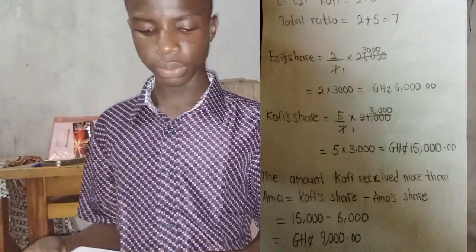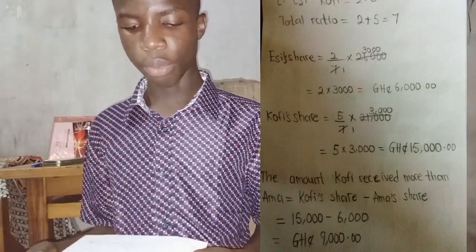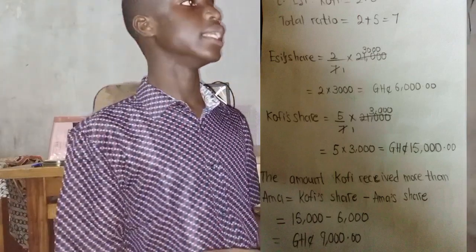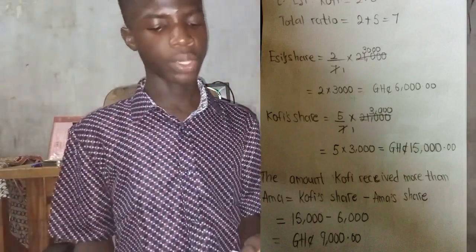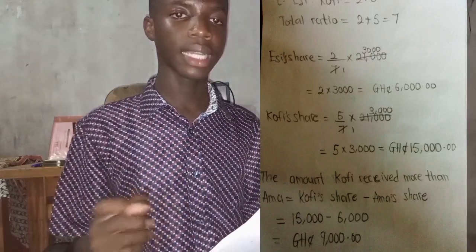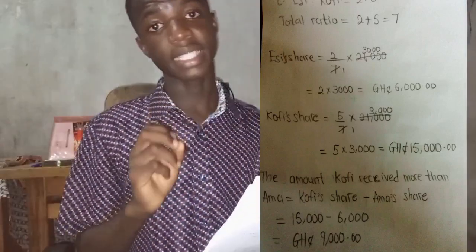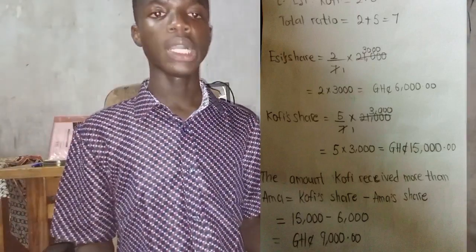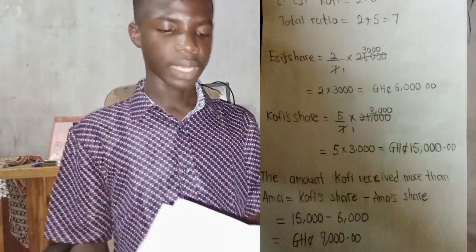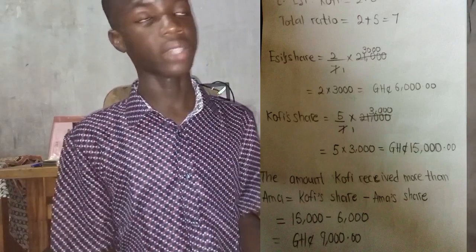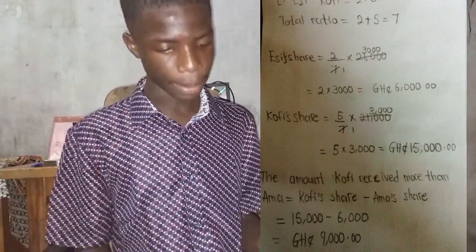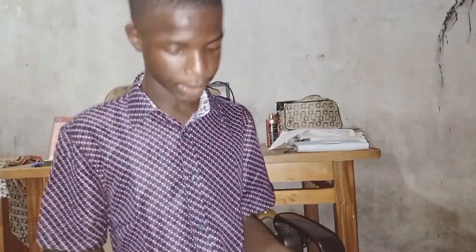So the amount Kofi received more than Bece is equal to the share of Kofi minus the share of Bece. So we get 15,000 Ghana cedis minus 6,000 Ghana cedis. Our answer is equal to 9,000 Ghana cedis. So Kofi had 9,000 Ghana cedis more than Bece. For the next question.